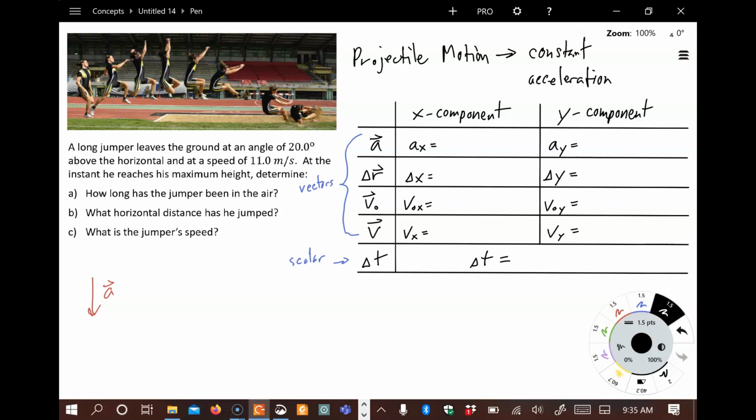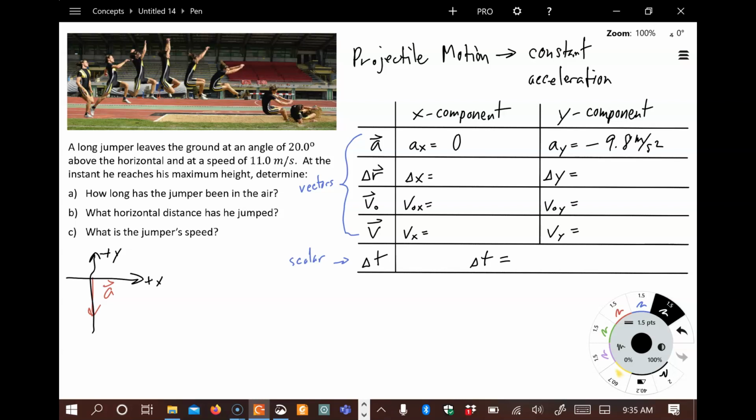So if we go ahead and draw a coordinate system for this, you can see that it's only in the y direction. So the x component of the acceleration is 0. In the y direction, we see it points down. It's negative, and we know that it's equal to 9.8 meters per second squared. So we already got 2 of these. Now we're going to try to figure out the rest of these.